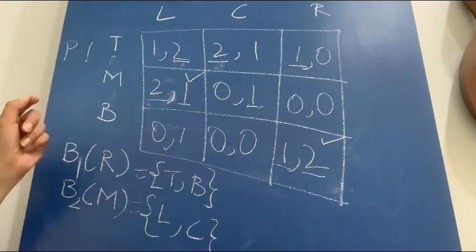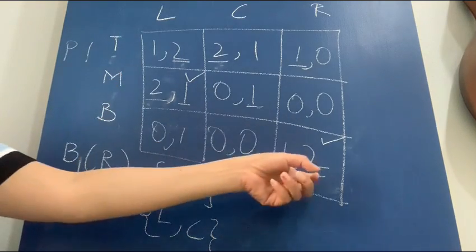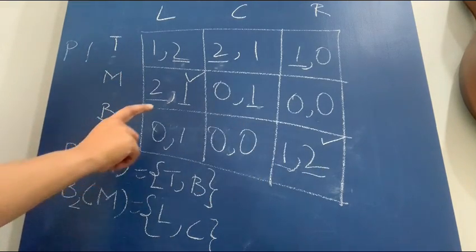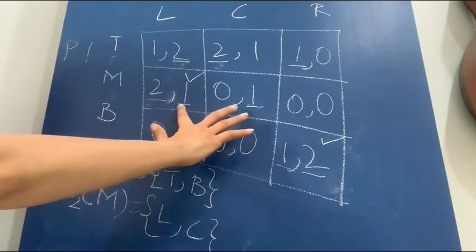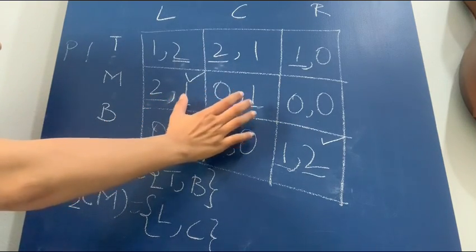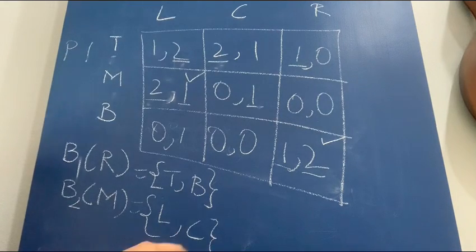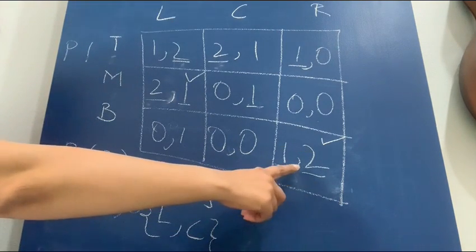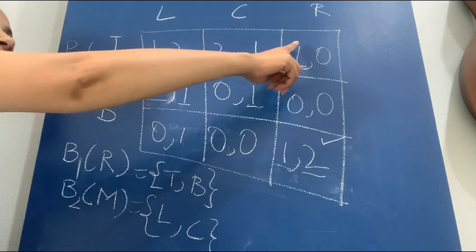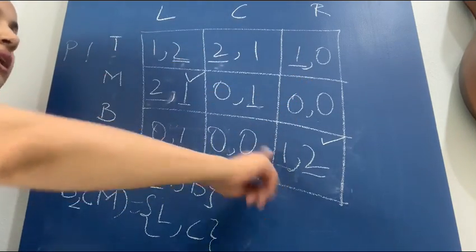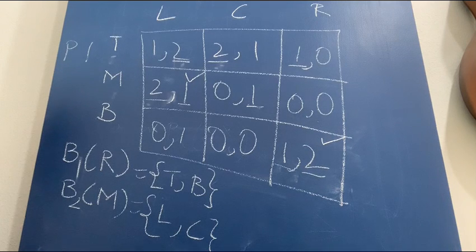So this particular game has 2 Nash, this and this. But if you look carefully, this Nash is not a strict Nash because player 2 here is indifferent between strategy L and C. And likewise, this Nash is also not a strict Nash because player 1 is indifferent between strategy T and B. So this is a game which has, first of all, 2 Nash. Second, none of the Nash are strict Nash. They both are non-strict Nash.